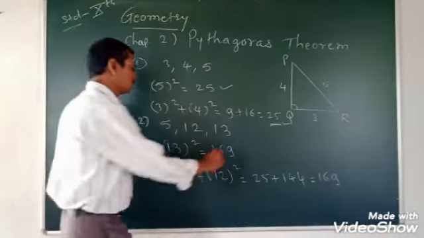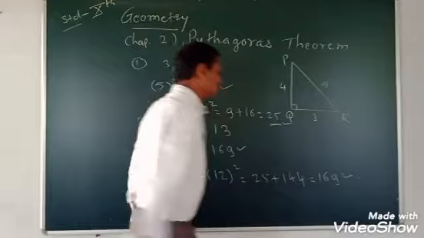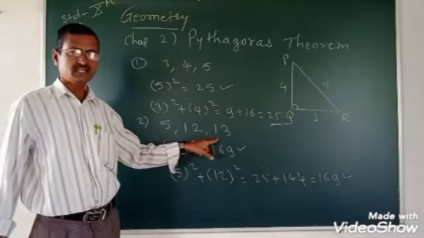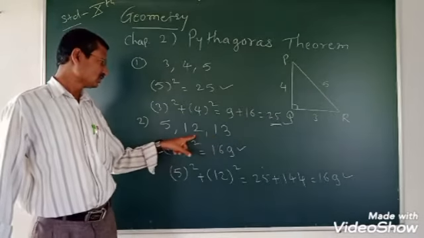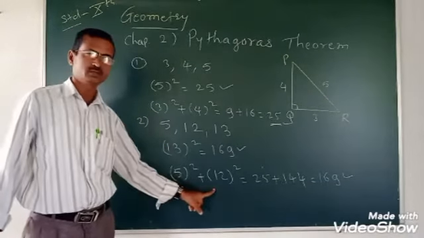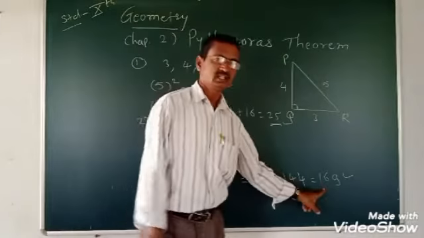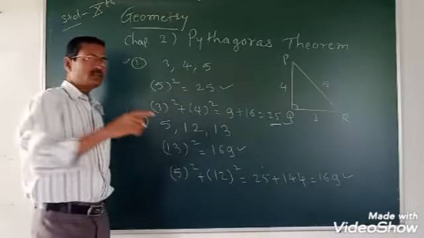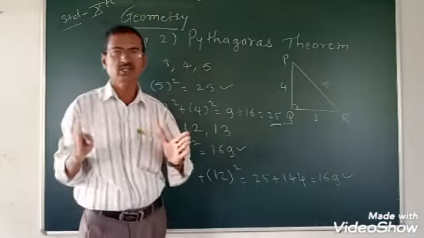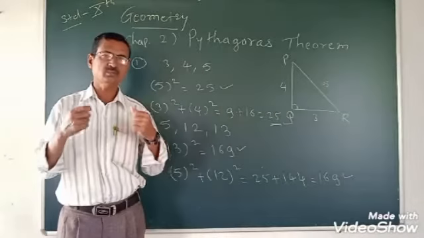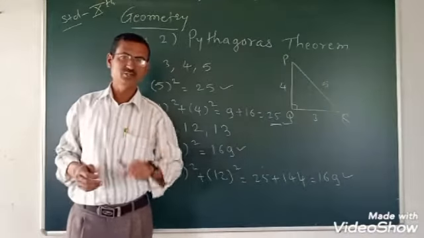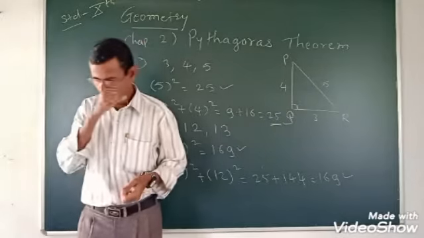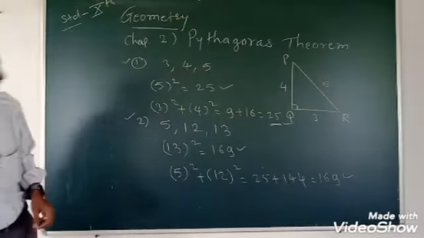169. Let us check. Here also we prove that the square of the biggest number is equal to the sum of the squares of the remaining two numbers. Both are equal. Hence it is also a Pythagorean triplet. You can find so many Pythagorean triplets. Actually mathematicians have found them. You have no need to find them again. Okay. Now again take some examples.